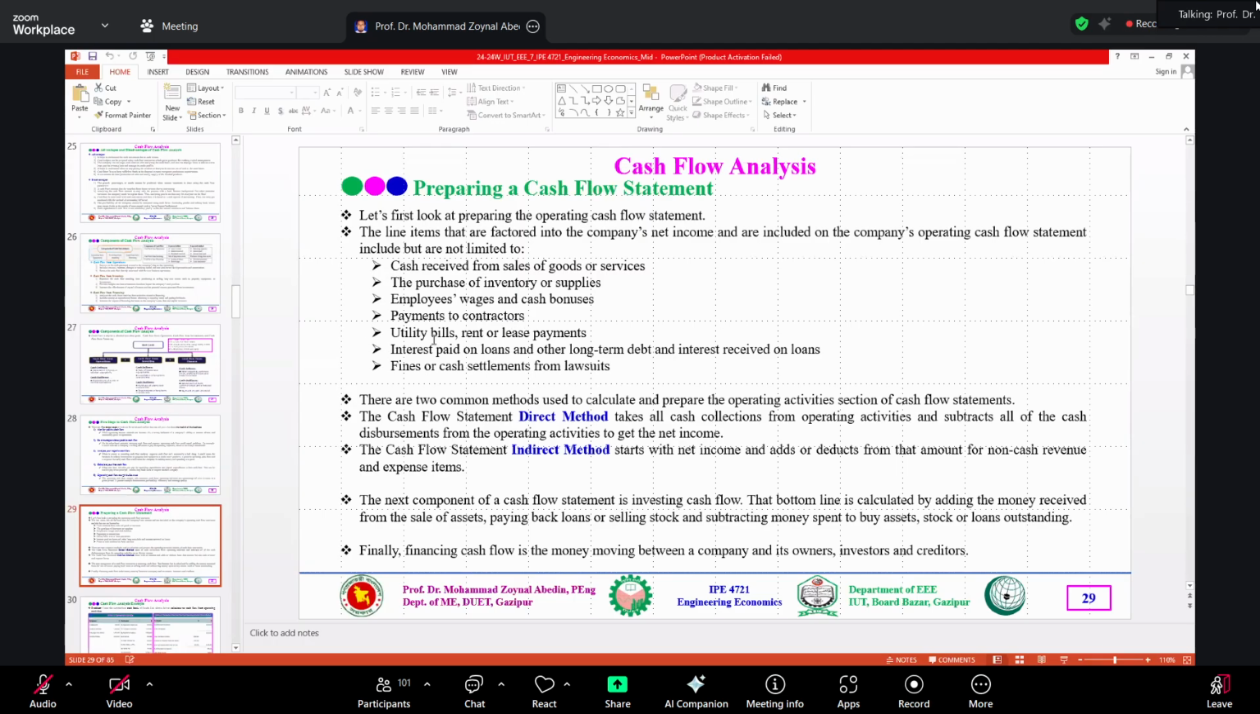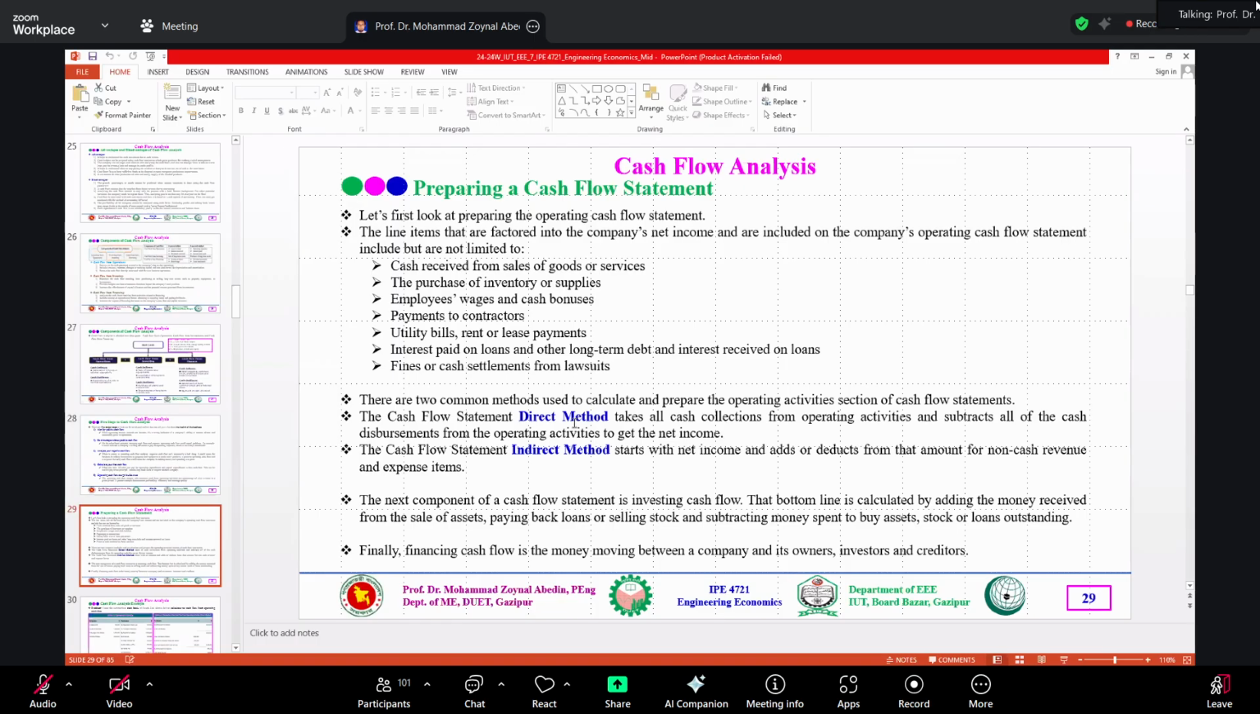Vendors. Sometimes you have to pay the utility bills, rent or lease payments, interest paid on loans and other long-term debt, and interest received on loans, fines or cash settlements from lawsuits. Maybe you lose a lawsuit, then you have to pay a fine, or sometimes you win and you get some cash, and these two things you have to settle. So these are the items you may have to consider in a mathematical problem.